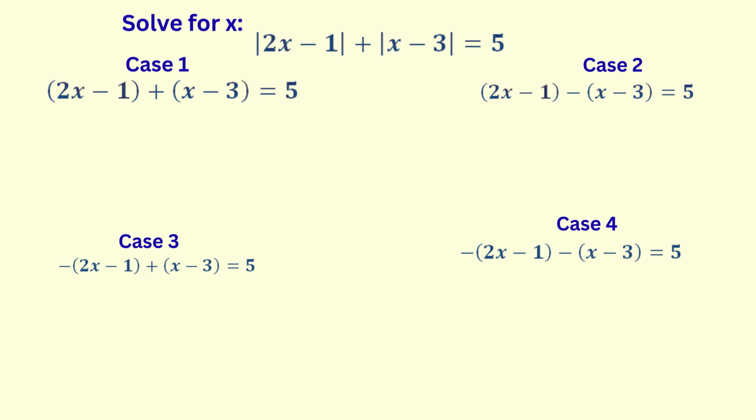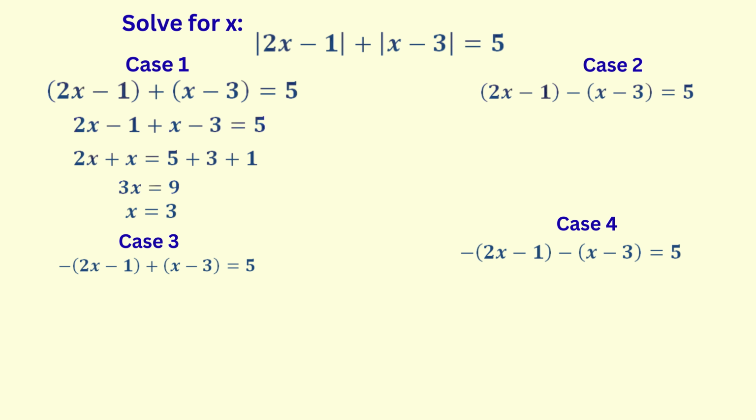In the first equation, we can just remove the brackets and then group like terms to get 3x equals 9. Divide both sides by 3 to get x equals 3. In the second equation, we multiply the first bracket by 1, and then multiply the second bracket by -1. Now group like terms, and we get the same solution, x equals 3.